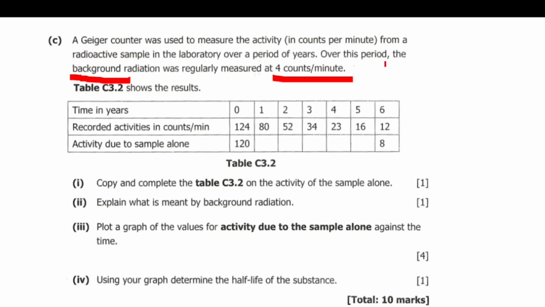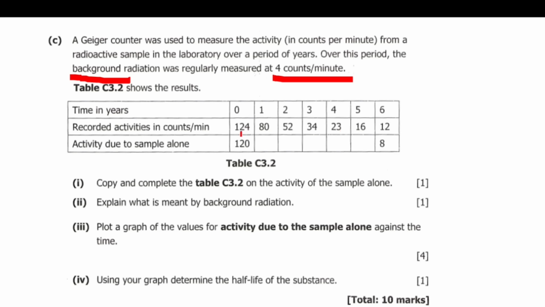So when you're doing an experiment, there's a recording of background, so that you would subtract that background radiation from the actual count rate recorded from the radioactive source, to know the actual radiation produced by the radioactive material alone. So here the recorded activity counts per minute were 124, 80, 52, 34, 23, 16, 12.